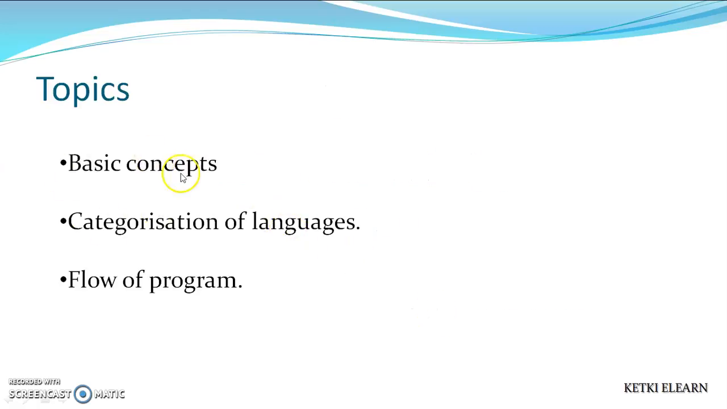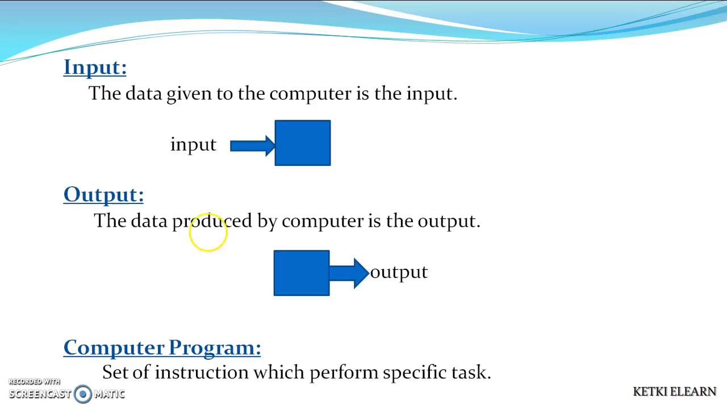So these are the topics which we will learn in this section. Basic concepts. Before moving to actual programming, some basic concepts are there, so we need to know those concepts. Next one is the categorization of languages. What are the types of computer languages? Then next one is the flow of a program. Flow from C program writing to the execution of a program. These are the basic concepts.